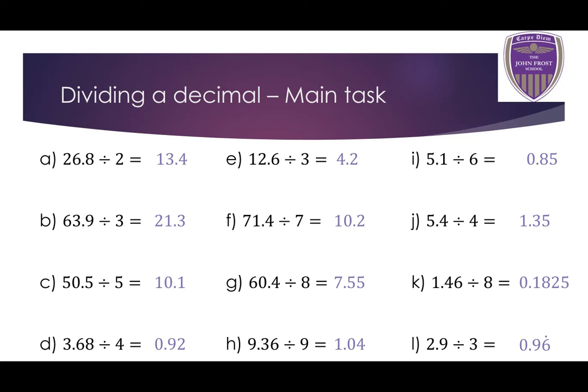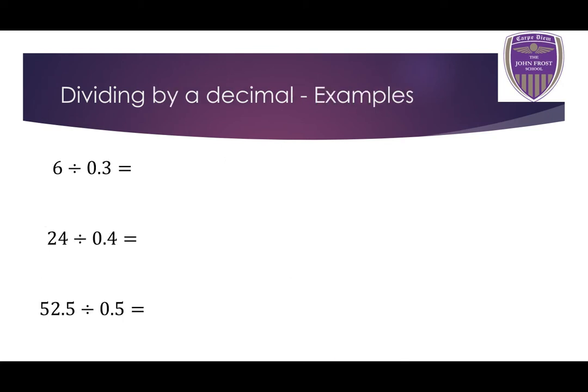Now let's look at the second part of the lesson. This is dividing by a decimal. As you can see here, the difference between this and the last couple of examples is that we are dividing a whole number by a decimal. So the second number in this question is a decimal.